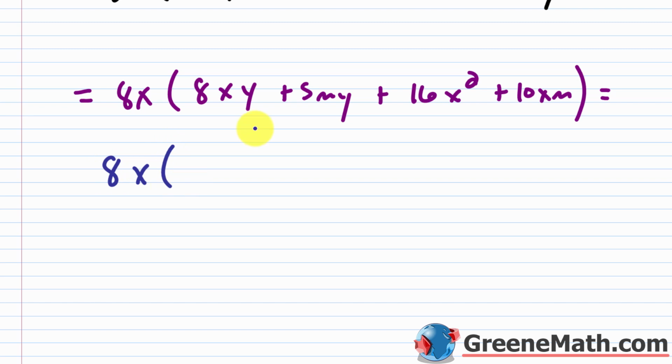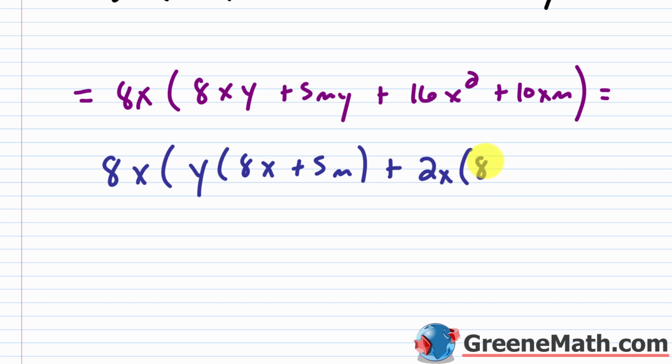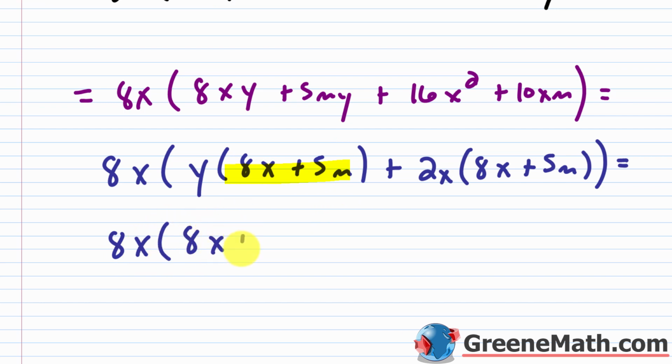So 8x times the quantity. From the first group, I can pull out a y, and I'll have 8x plus 5m. From the second group, I can pull out a 2x, and so I'll have 8x plus 5m. So I have achieved my common binomial factor of 8x plus 5m. So let's pull that out. We'll have the 8x out in front, and then inside we're going to have 8x plus 5m, and then times y plus 2x.